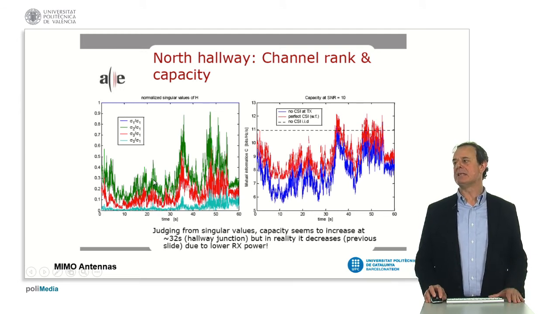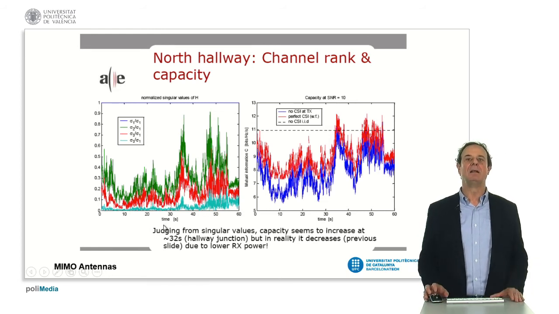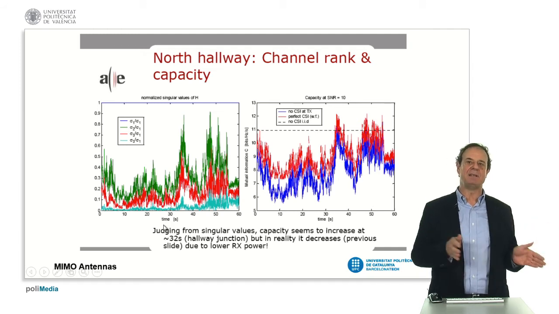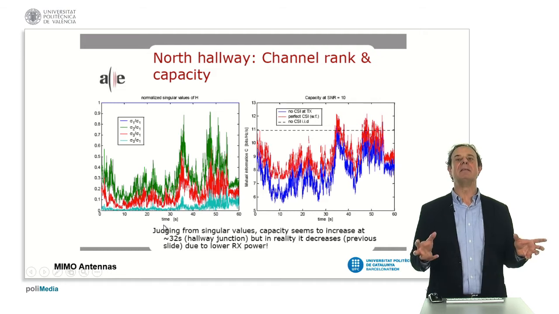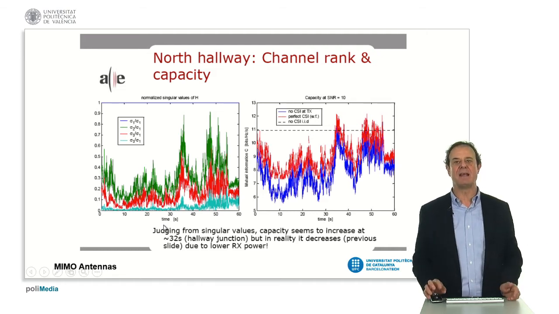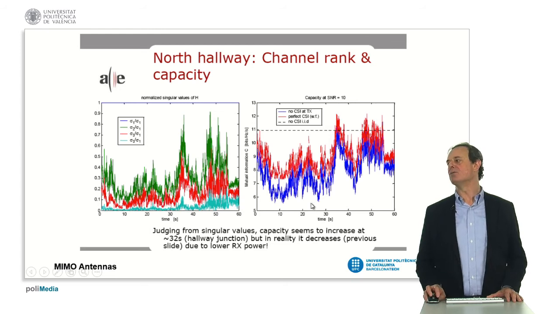And then we see that there are two of them, the green one and the red one, that are a little bit stronger than the other ones. In fact, we may see that our channel, even when we have 4 transmitting and 4 receiving antennas, the real independent channels that it is possible to get from this particular scenario is not 4, but just 2 main singular values.